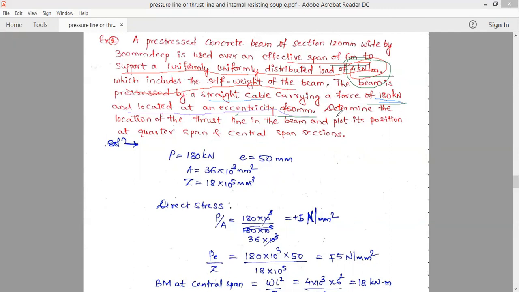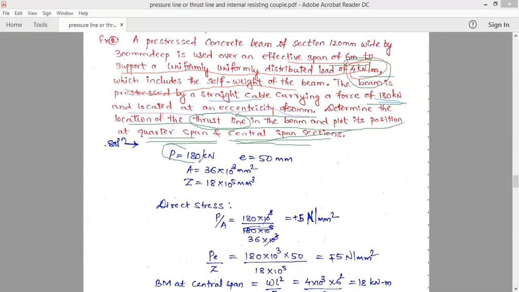So what is to be determined here is the location of the thrust line in the beam, and to plot its position at quarter span and central span. It means we need to analyze this, calculate the stress, and then locate this C line or the P line, or let's say thrust line, at quarter span, that is 1/4 of the span, as well as at the mid span, half of the length.